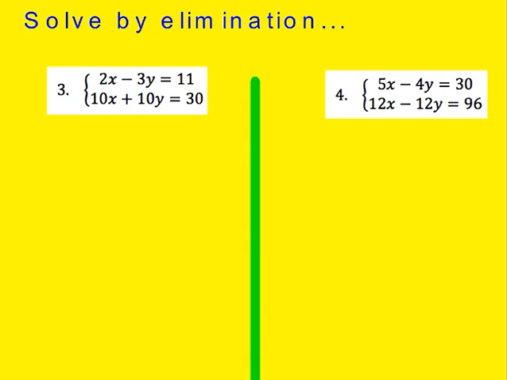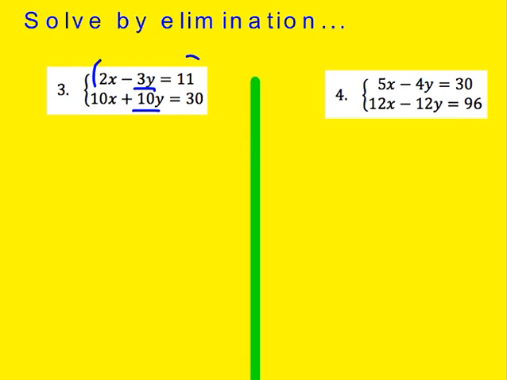In fact, I had these 10s on the bottom. But I do notice that my y's already have opposites. So I'm going to ask myself, how can I create that opposite? What can I do to make them be the same number? So I'm thinking, what's the smallest number that 3 and 10 multiply to? And the smallest number that they multiply to is actually 30.